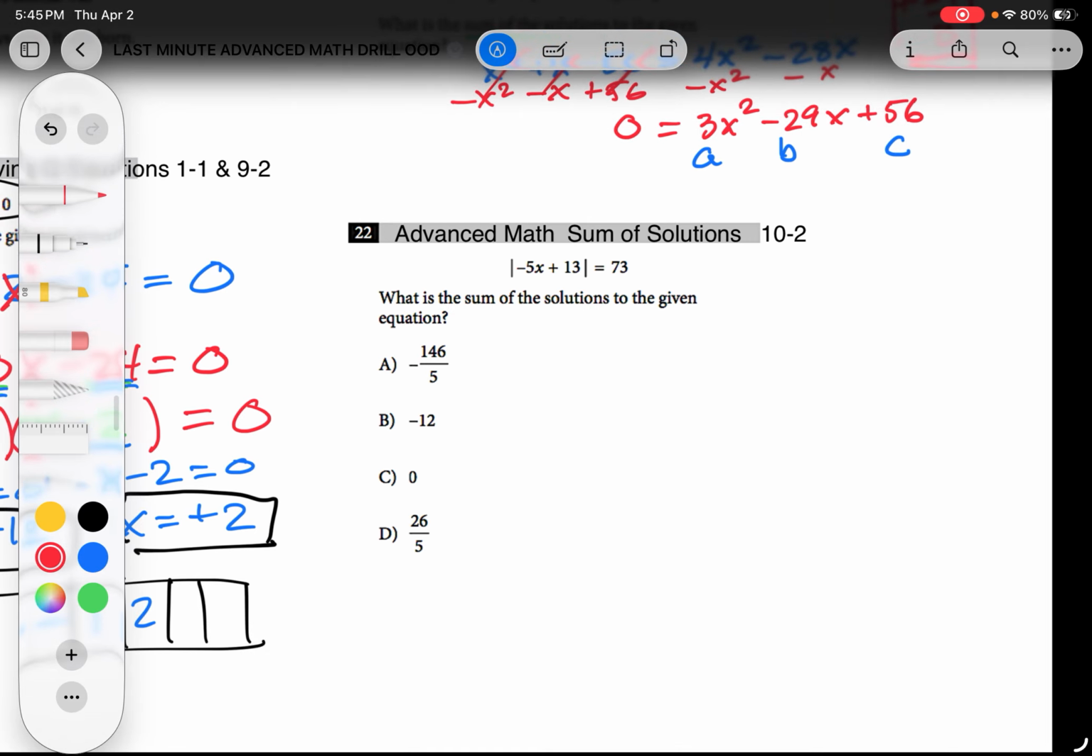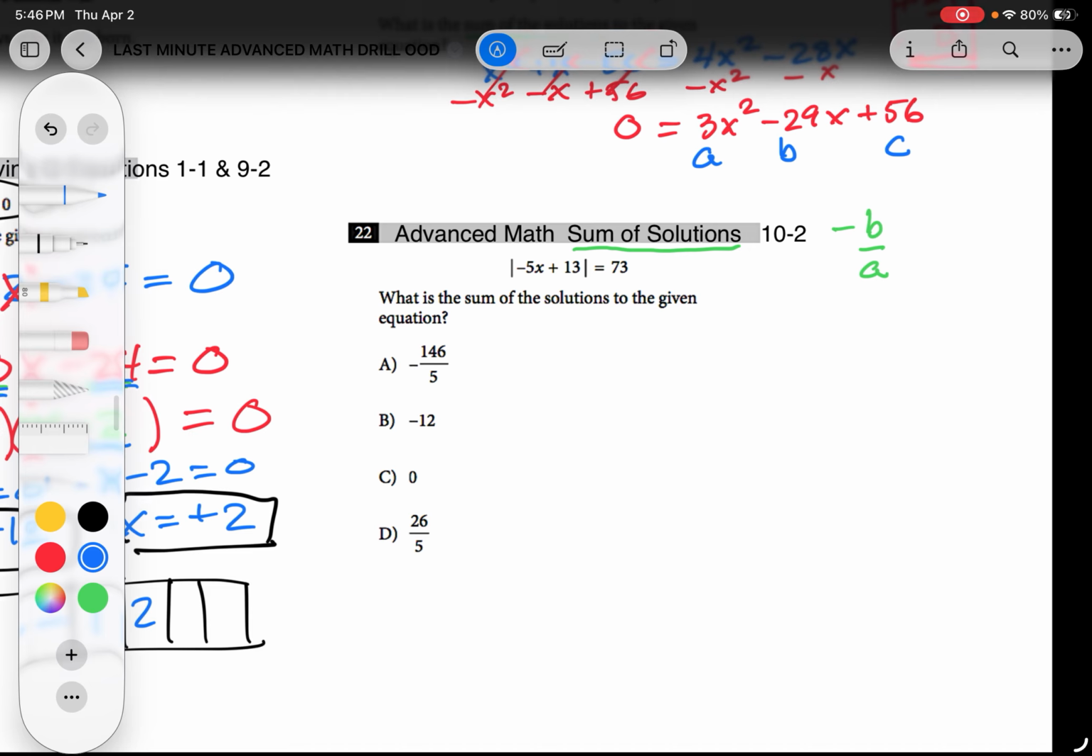All right, question number 22. Oh, what do we have here? Sum of solutions. So what is that? Negative b over a. All right, let's do our business. Maybe we need to use it, but negative b over a would work with quadratics. This doesn't look like a quadratic. This is an absolute value question.